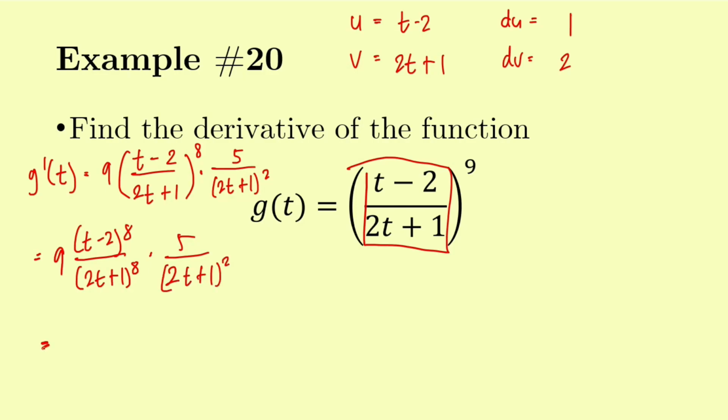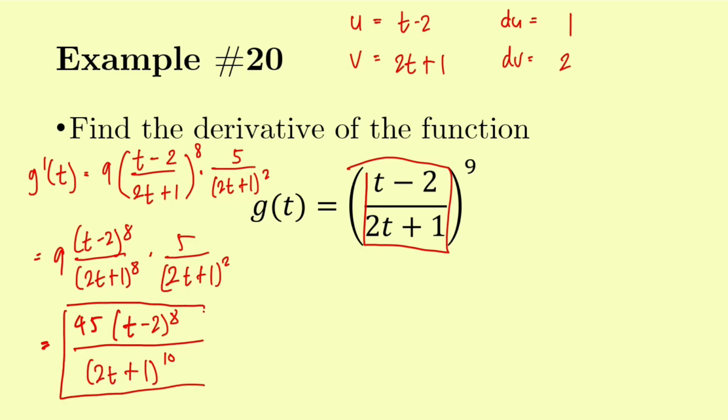So, magiging 45 times t minus 2 raised to 8, after multiplying 9 sa 5, all over, we can multiply this 2t plus 1 raised to 8 sa 2t plus 1 squared. So, law of exponents, we end up with 2t plus 1 raised to 10. And that is our final answer for this example.